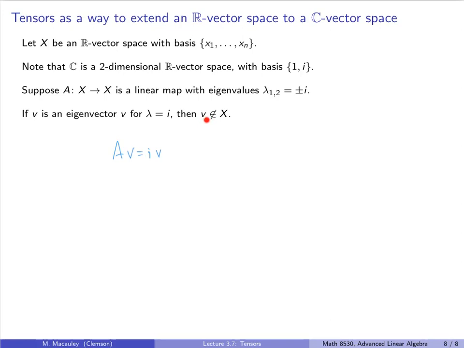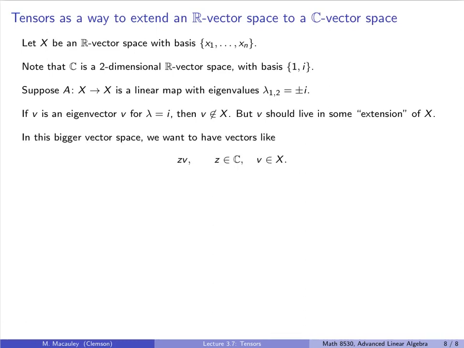So this eigenvector, we know it exists. It should live in some extension of X. It basically should live in the vector space which is the same thing as X, but our coefficients are no longer real numbers, they are complex numbers. In other words, in this bigger vector space, we want to have vectors like zv, where z is a complex number and v is a regular old vector. This is how we extend vectors from having real coefficients to complex coefficients.